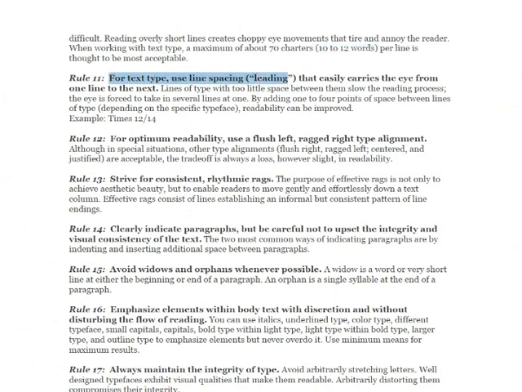Rule 11. For text type, use line spacing, also known as leading, that carries the eye from one line to the next. Usually your leading should be a couple of points higher than your type size, as you see here in this specification. Rule 12: flush left, rag right is a really good alignment, and that's what this is set in.